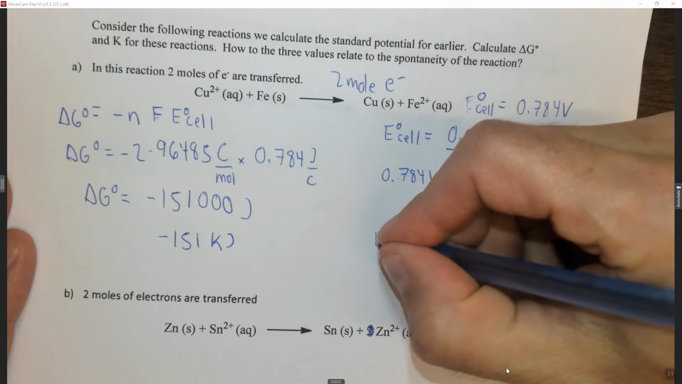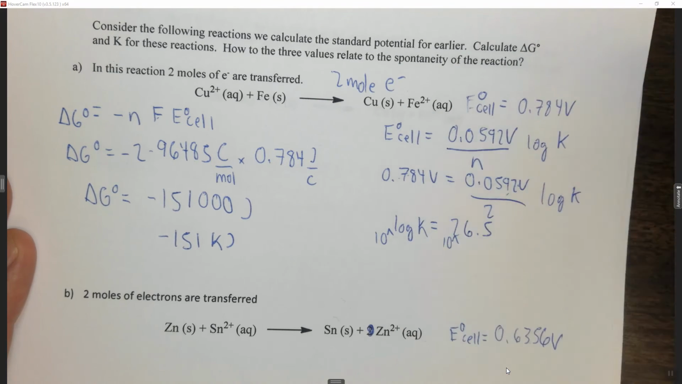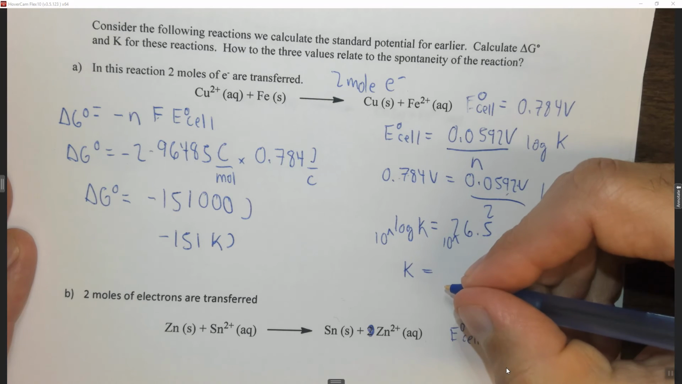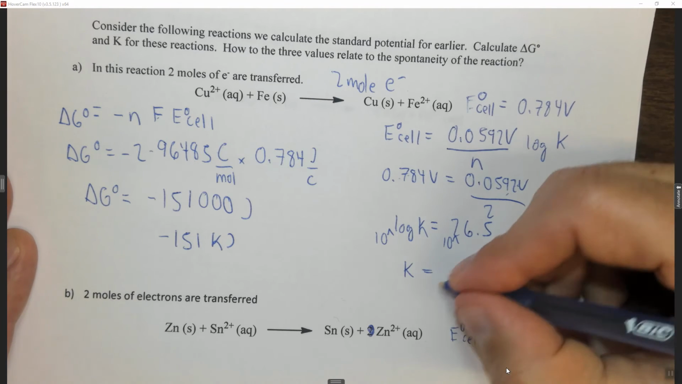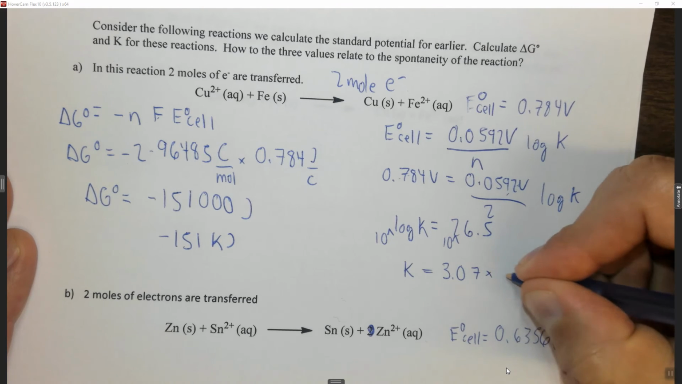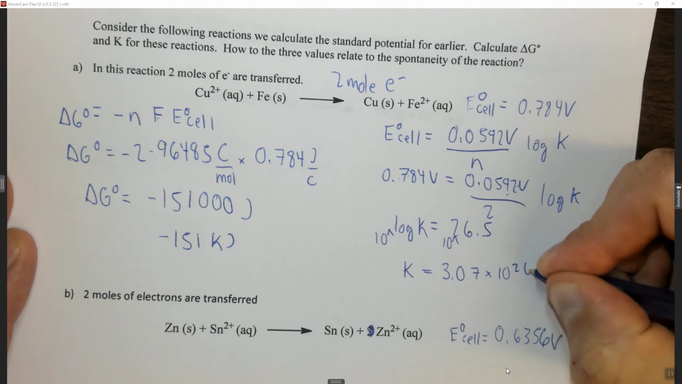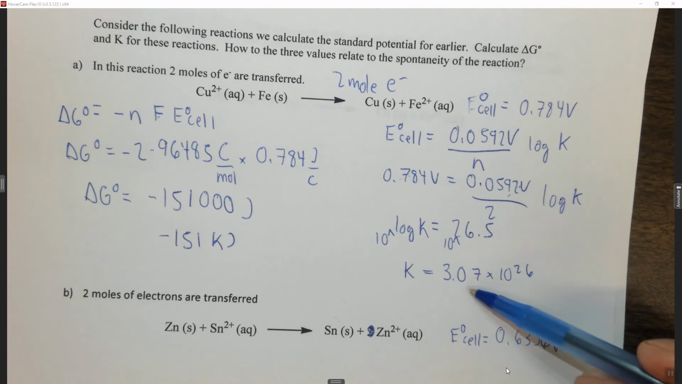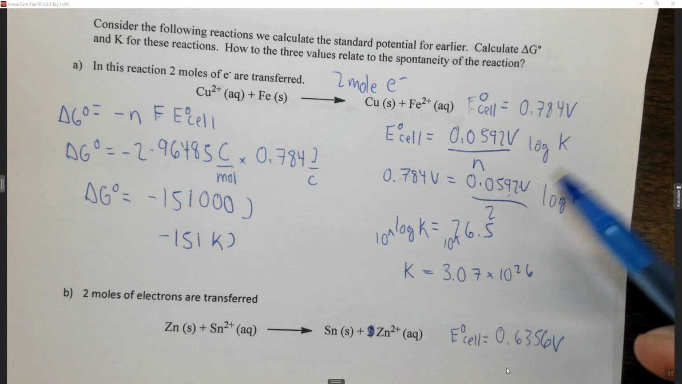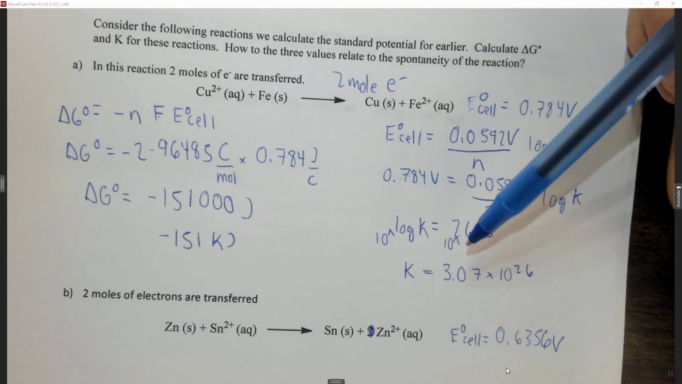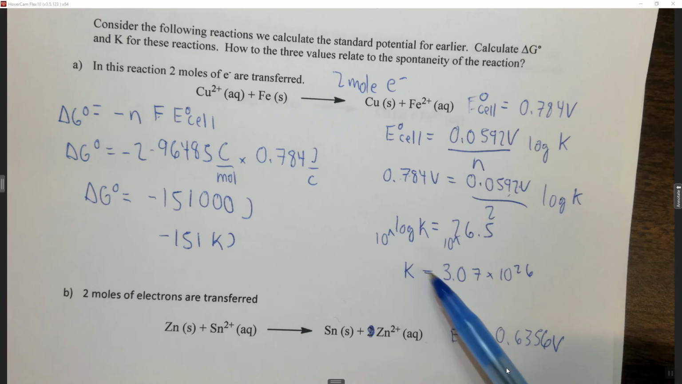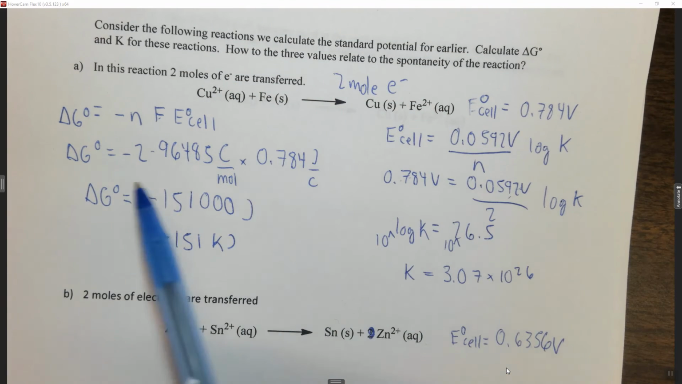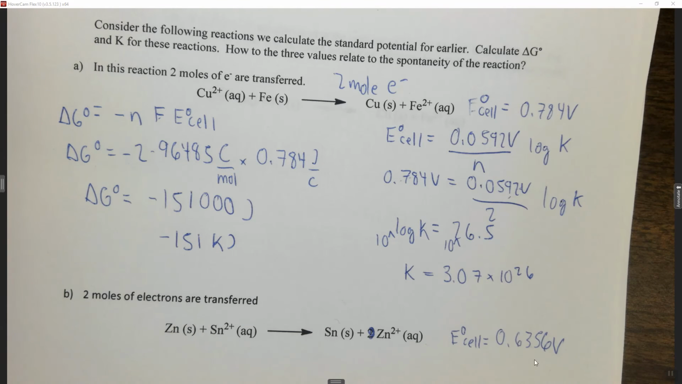Now we need to get rid of the log, so we take 10 to the 26.5, which of course is going to be a huge number. And K is equal to 3.07 times 10 to the 26th. So we end up with a very large value of K because we have a large amount of product and a small amount of reactant. Said another way, it's spontaneous in the forward direction.